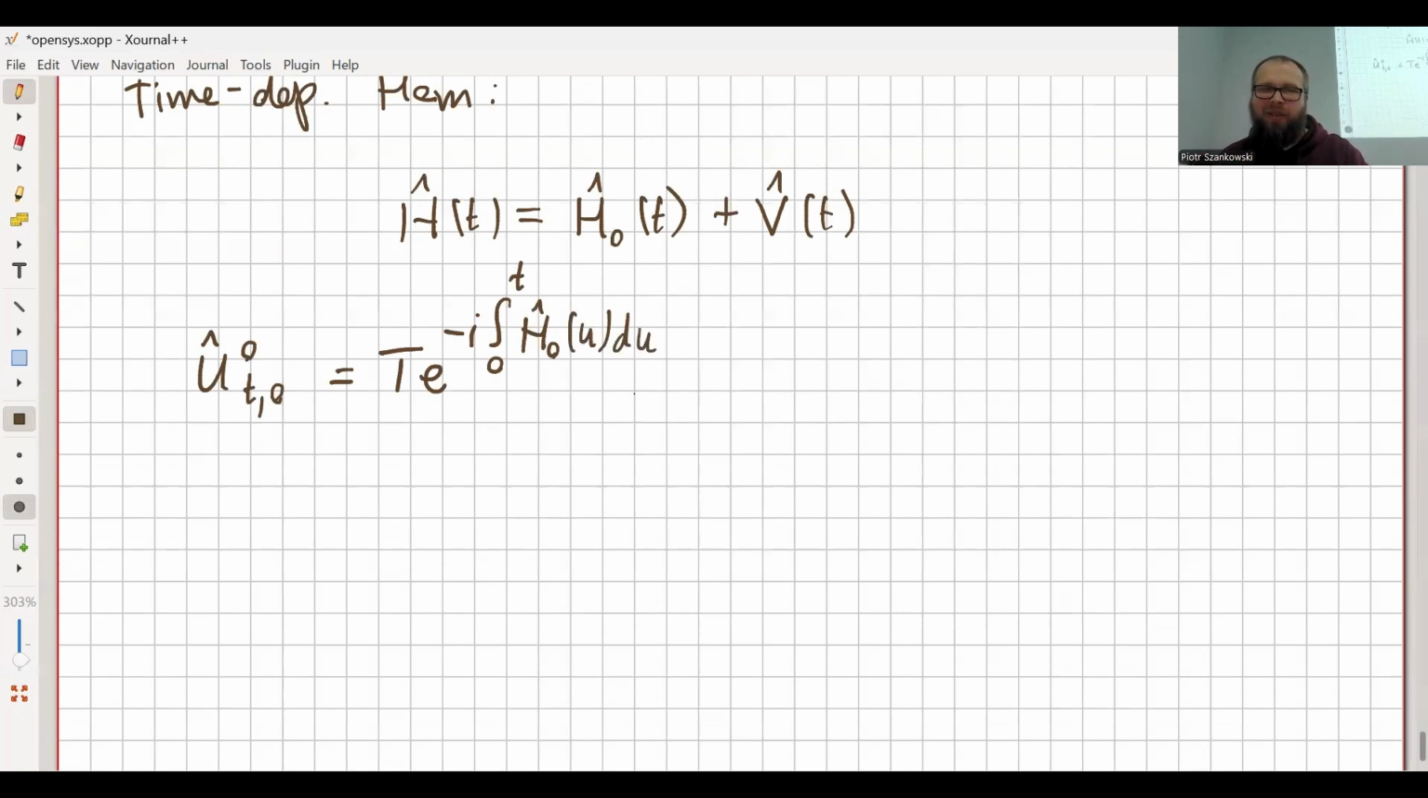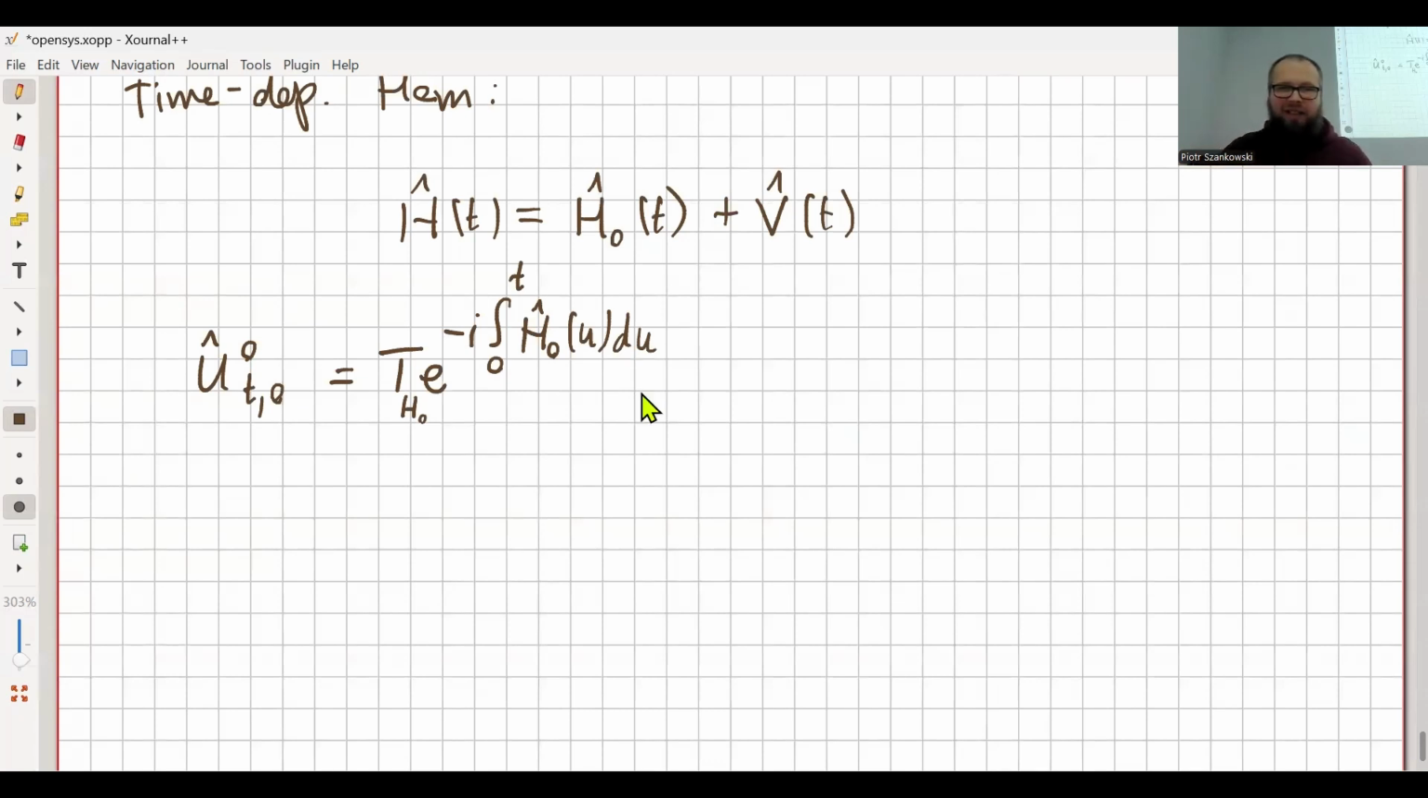Let me modify our notation a bit. Let me add index here, h0, just to remind us that time ordering is supposed to reorder h0 operators. Okay. It will be clear in a second why I am introducing stuff like that.